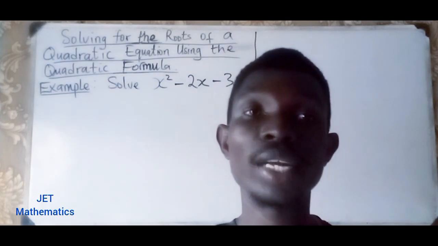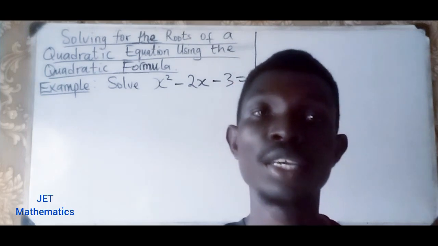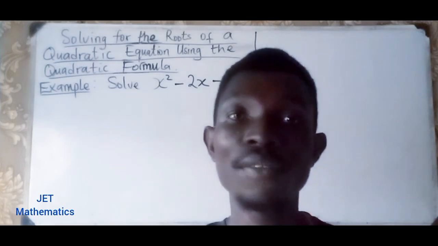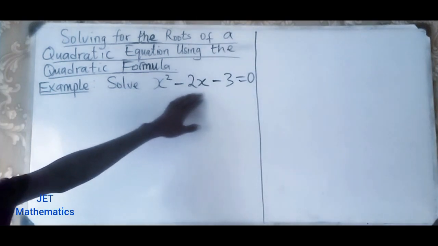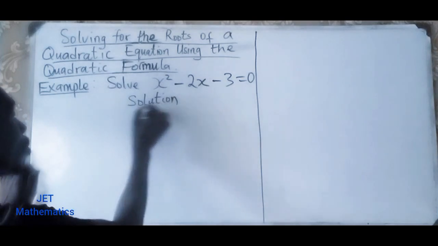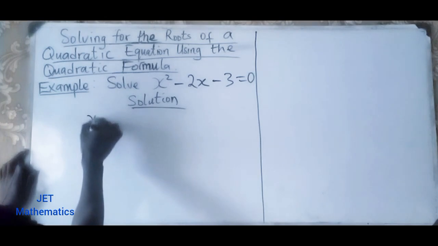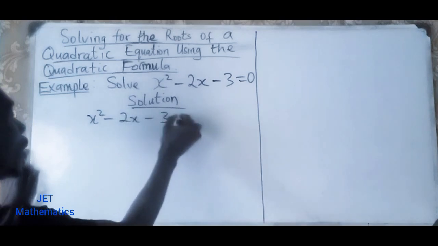Today we'll be using the quadratic formula to find the roots of a quadratic equation. Quickly, we have an example on the board. It says solve x squared minus 2x minus 3 equals 0. Solution: x squared minus 2x minus 3 equals 0.